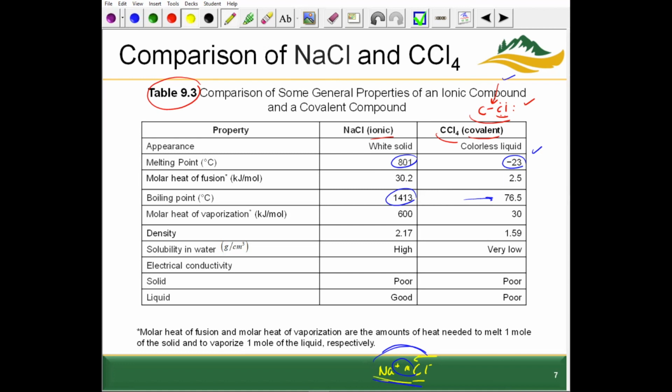You'd have to heat up this compound a whole lot to see it actually boil. So over 1,400 degrees C is where we'd see sodium chloride actually start to boil. So that's a really, really high temperature.